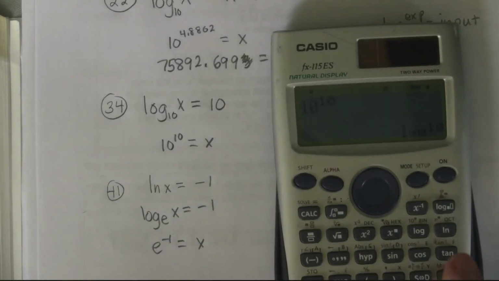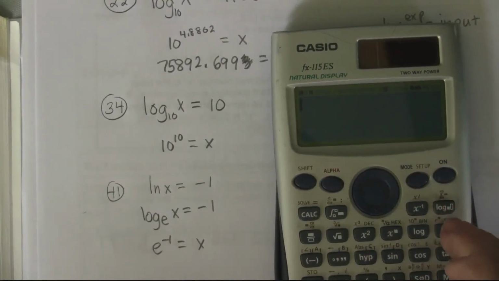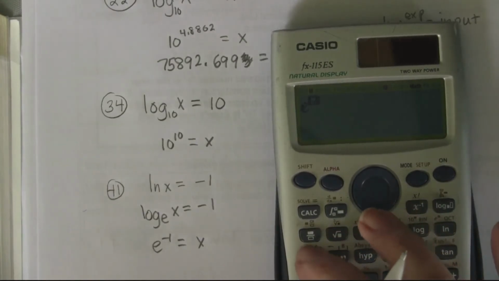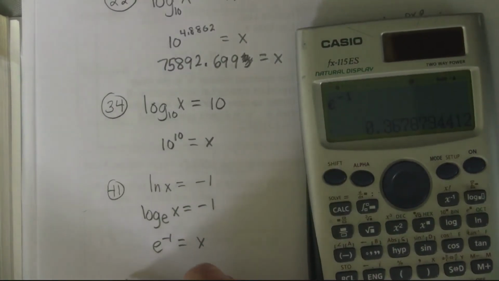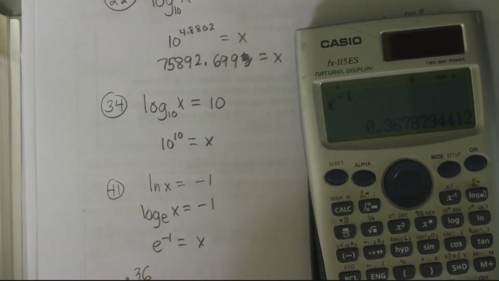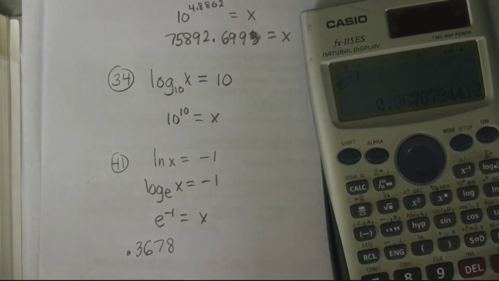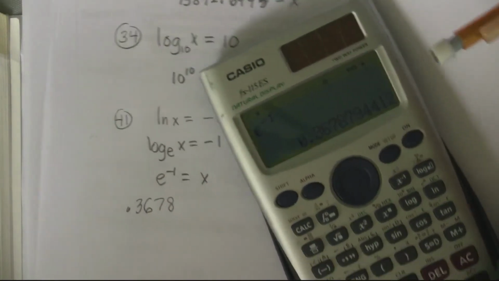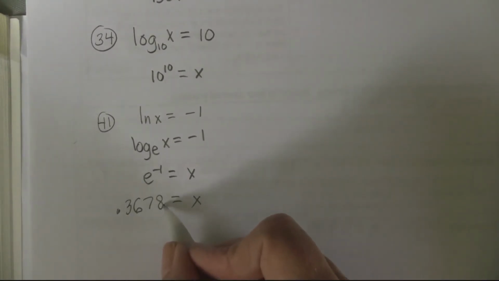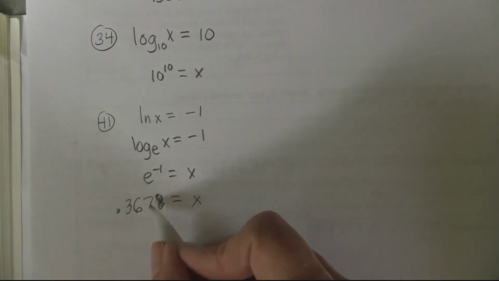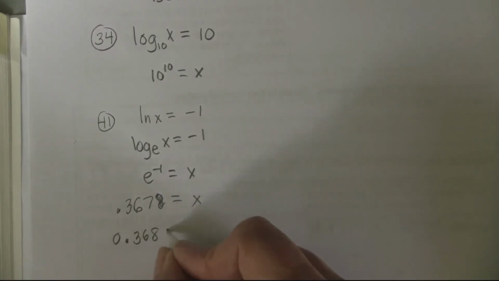And then I'm going to find it to 3 digits like they were asking. So this is shift and then E, and then I want -1. And so I get 0.36. The directions had been 4 places, and now these directions are 3 places. So at 3 places, the 7 is going to round up the next digit to an 8. So 0.368 would be our value for x.